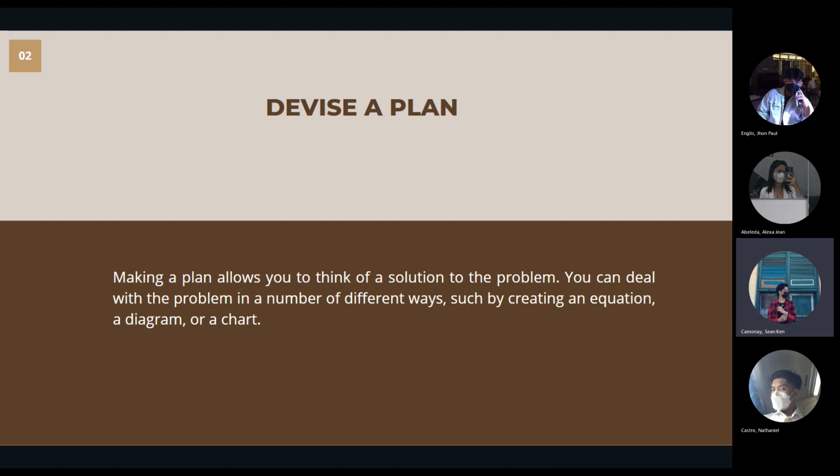So, the second step is to devise a plan. After we understand the problem, of course, we're going to need a plan in order to answer the problem. So, making a plan allows us to think of a solution to the problem. We can also deal with the problem in a number of different ways, such as by creating an equation, a diagram, or a chart. So the third step will be discussed by Nathan Castro.